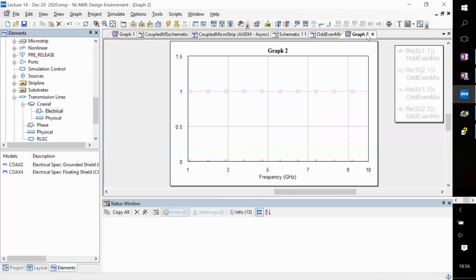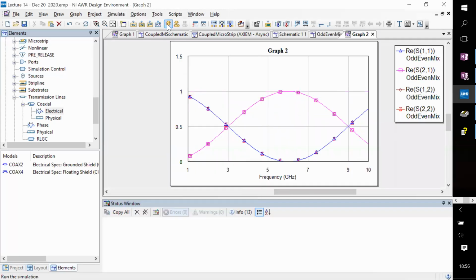And what you're going to see now here is even and odd mode getting mixed into each other depending on the frequency and the phase. But always the transmission and the reflection are similar, but they change together. Like the blue and the red are changing together because of the way I have defined this, and then the pink and the brown are changing together.